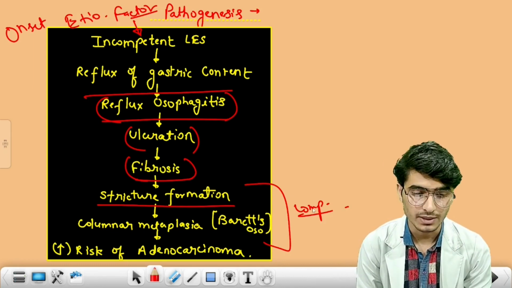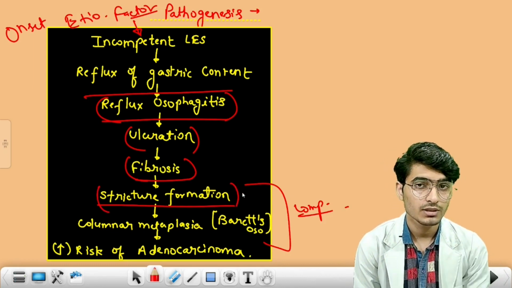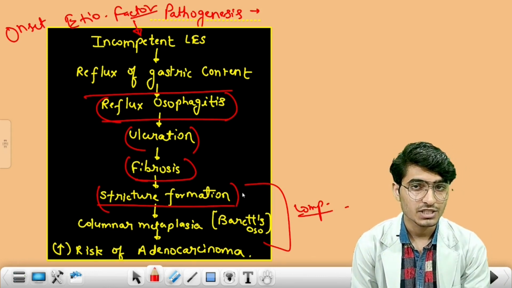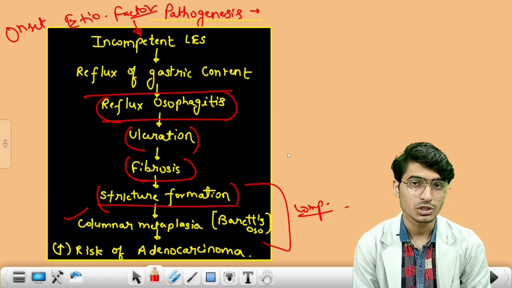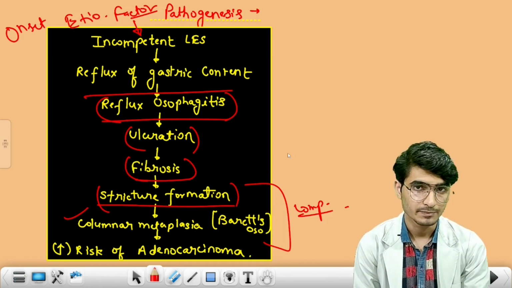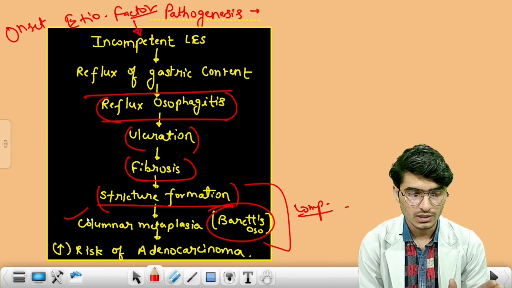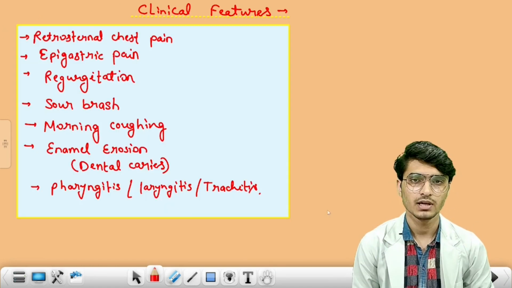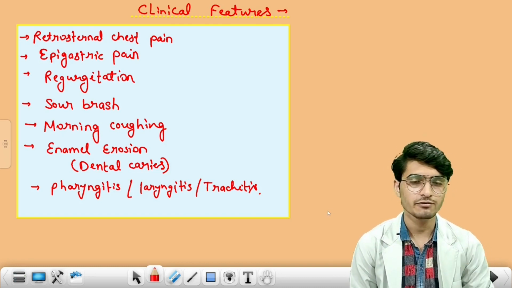Complications of GERD. Okay, so stricture formation is there, which is followed by the columnar metaplasia, the intestinal metaplasia, to withstand the gastric acidity. So there is the metaplasia, that is the intestinal metaplasia of the lower part of the esophagus to withstand the gastric acidity. And the prolonged exposure to this same condition results in an increased risk of getting adenocarcinoma in the near future. Now we will discuss the clinical features and manifestations occurring in the patient of GERD.